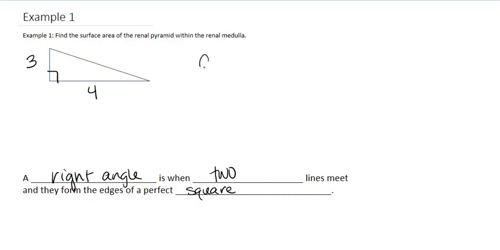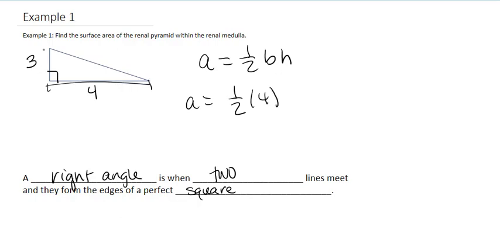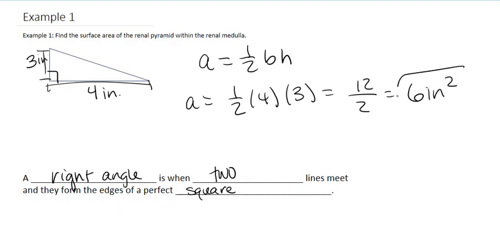So we know the formula, which is area equals 1/2 base times height. So area is equal to 1/2. Now the base is right here, so we know that it's 4. Height is 3. We'll plug in 3 there. So we could then just multiply 1 times 4 times 3 is equal to 12, divided by 2, which is equal to 6. And for labeling purposes, we're going to say that this is in inches. And so you would label it as inches squared.